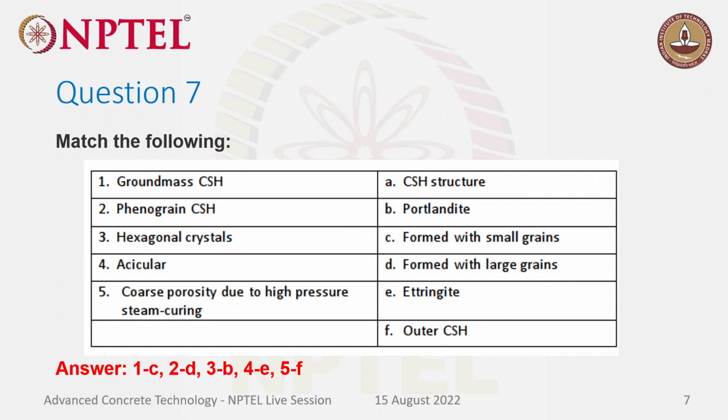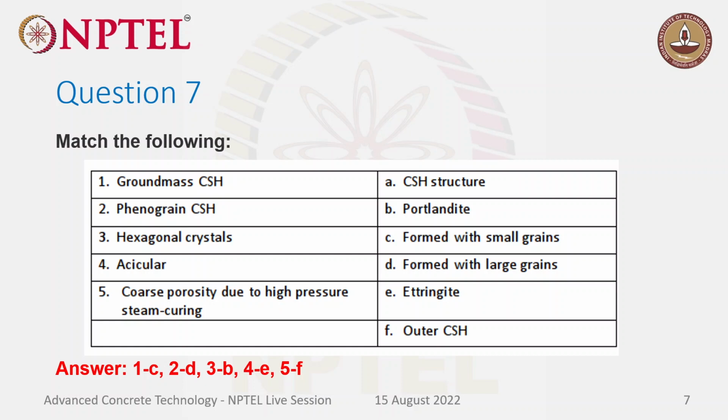And then phenograin CSH is nothing but inner CSH. It will be formed with the larger grains because some part will be undergoing diffusion from the outer side, forming outer product, and obviously the inner part will remain unhydrated. So after some point of time, water will diffuse through the outer product and reach the unhydrated grain and form inner CSH. So obviously inner CSH will be formed mostly associated with larger grain sizes.